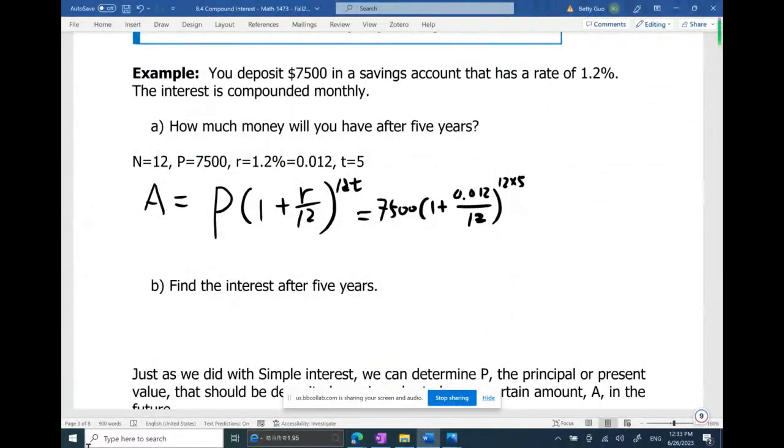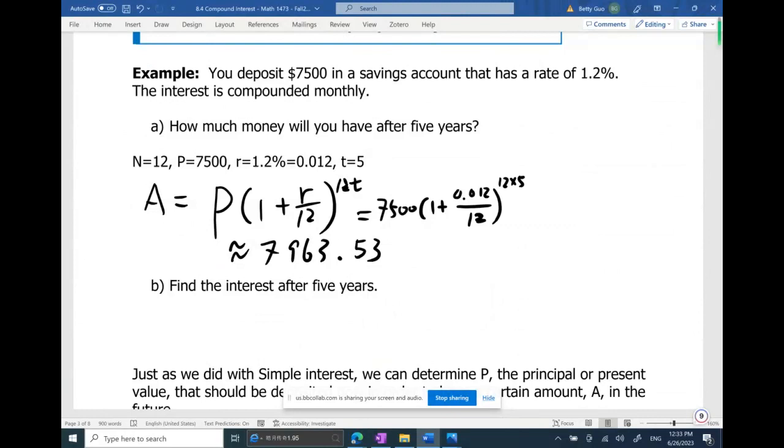Yeah, so the value we got is approximately equal to $7,963. We round it down, 53 cents. You don't have to always round it down, round it to the nearest cent. Depends on the question. Very, very important for this section.